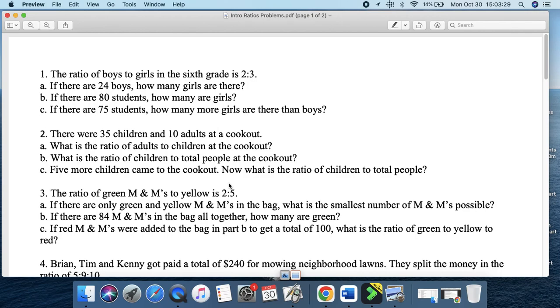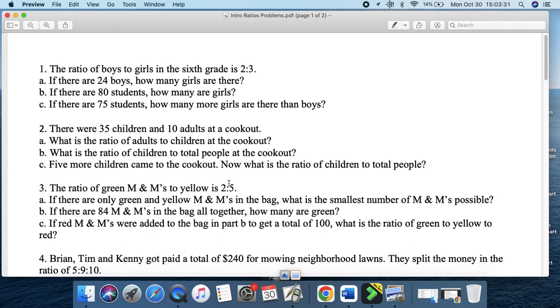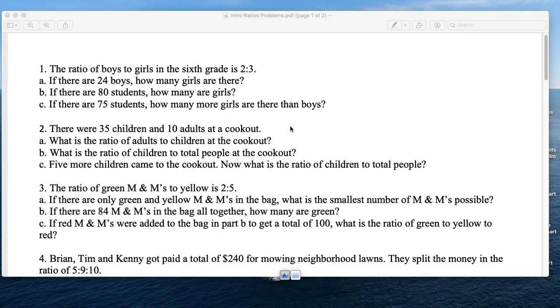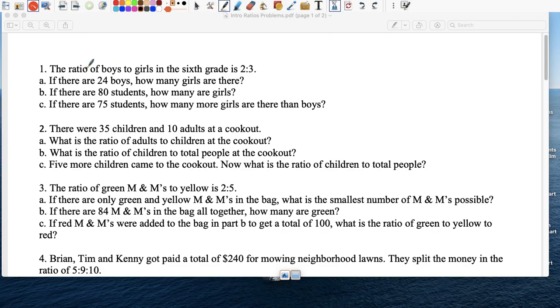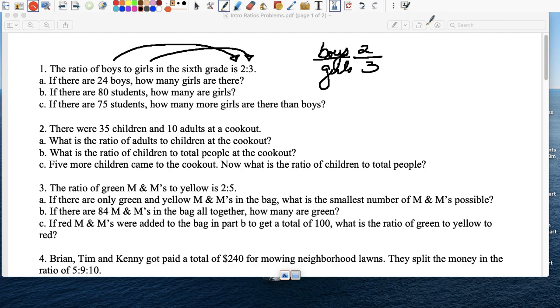Here we go, and we're gonna do this sort of quick because it's pretty simple. First one, the ratio of boys to girls in 6th grade is 2 to 3, so I like to actually write it out, right? So I never have to worry about it. Order does matter, so it's 2 boys, 3 girls. And you can set a proportion.